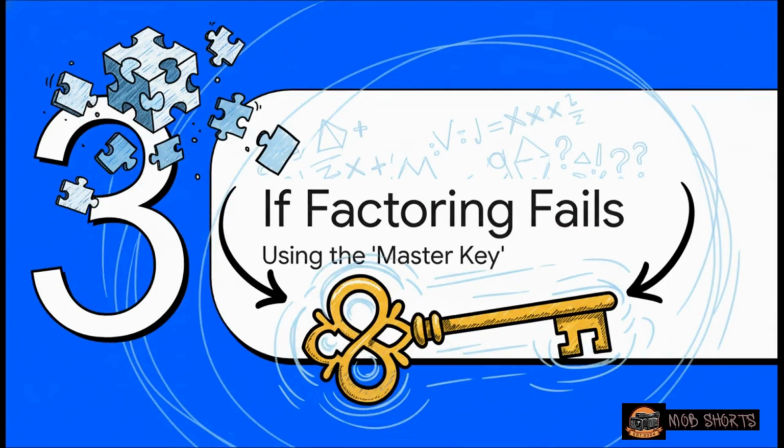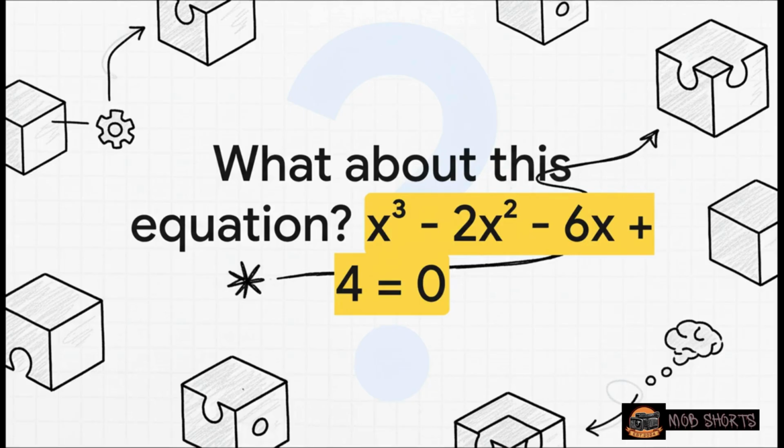But what happens when the puzzle inside the box is a little bit trickier? What if that quadratic you find just doesn't want to factor nicely? Well, for those moments, we have a master key that works every single time. So let's check out a new puzzle box. This one is x cubed minus 2x squared minus 6x plus 4 equals 0. We're going to start the exact same way we did before, but we're about to run into a little twist.